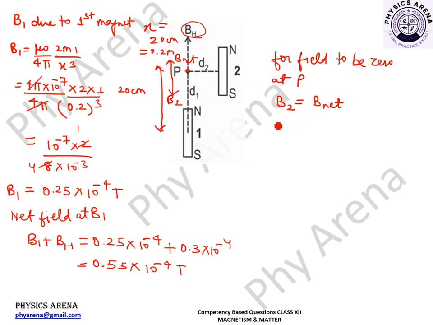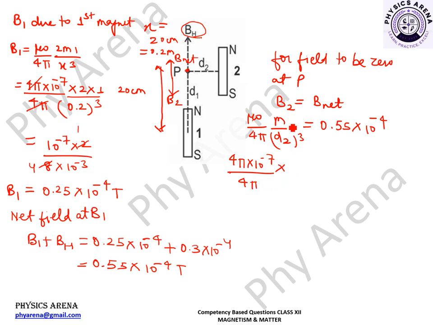So finally we can write that B2, that is the formula for the magnetic field at the equatorial point, will be mu naught upon 4 pi, m upon d2 cube, that has to be equal to 0.55 multiplied by 10 to the power minus 4. So now we can solve it. Mu naught upon 4 pi is 4 pi multiplied by 10 to the power minus 7 divided by 4 pi. M is the magnetic moment for the second magnet and it has been given to us as 4 ampere meter square. So we can write 4 divided by d2 cube. That's what we need to find.